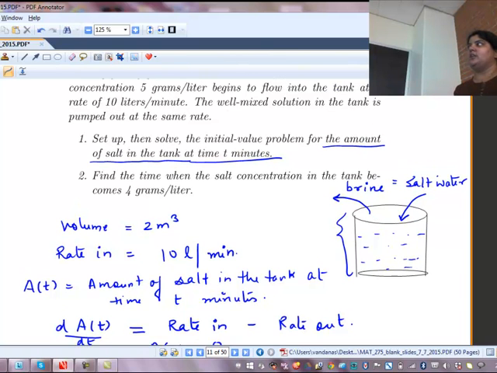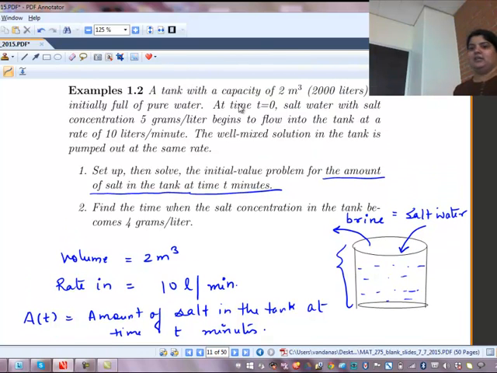So if we want this rate as gram per second, we need to get those same units. As we can see, it is saying that salt concentration 5 gram per liter begins to flow into the tank at a rate of 10 liter per minute. So how much will be the rate in?